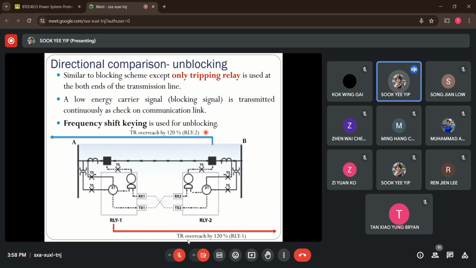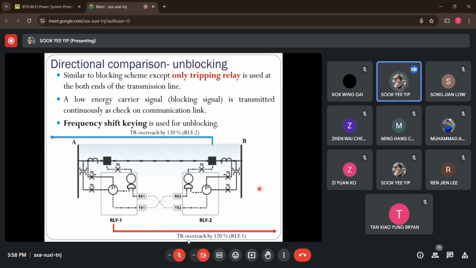So now this is the line I want to protect. Okay, so if I'm using the unblocking mode of operation for the directional comparison scheme, I only have one relay, which is the tripping relay, at both ends of the line. So it will look into the line that I want to protect. And as usual, it has been set to overreach, for example, looking down 120% of the line section. So this is for relay 1 at terminus A. This is the coverage area for relay 2 at terminus B.